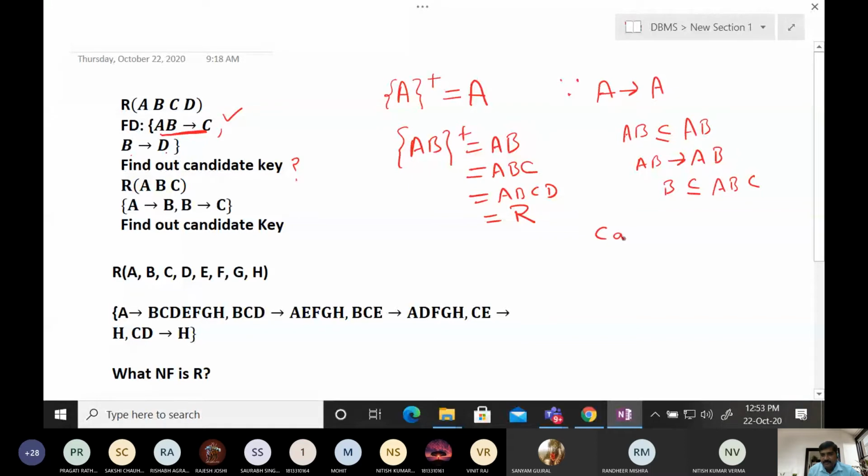Did you get it? Candidate key equal to AB. Vineet Raj. Yes, sir. Now please let me know what is the normal form of R.